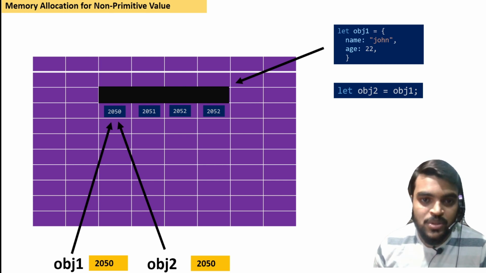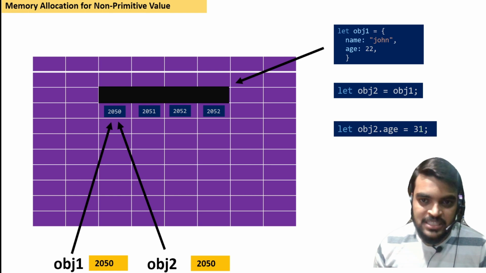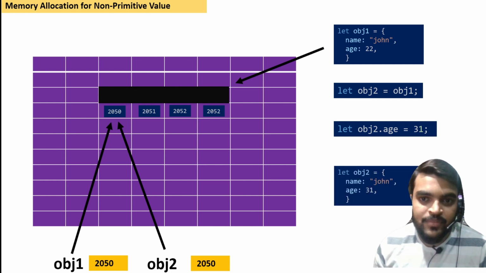So for object2 we haven't created any separate block. The block is created only once. It is just sharing the reference in object2. So now if I make some changes in object 2, like if I change from 22 to 31, then we are pointing to the base location. So through that we will change the same in object 2 and object 1.